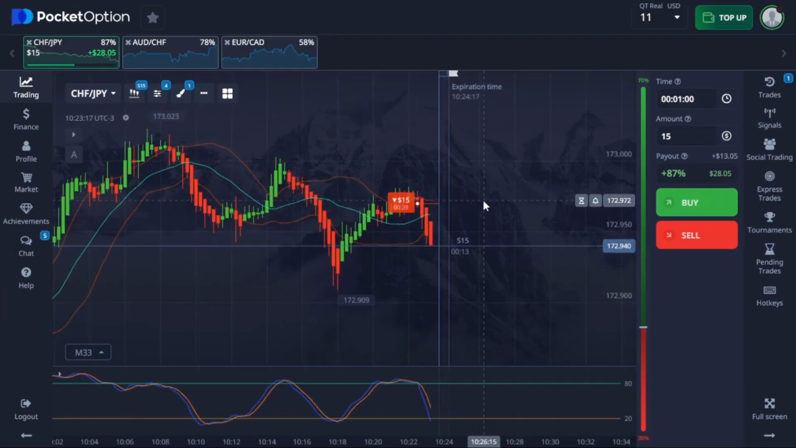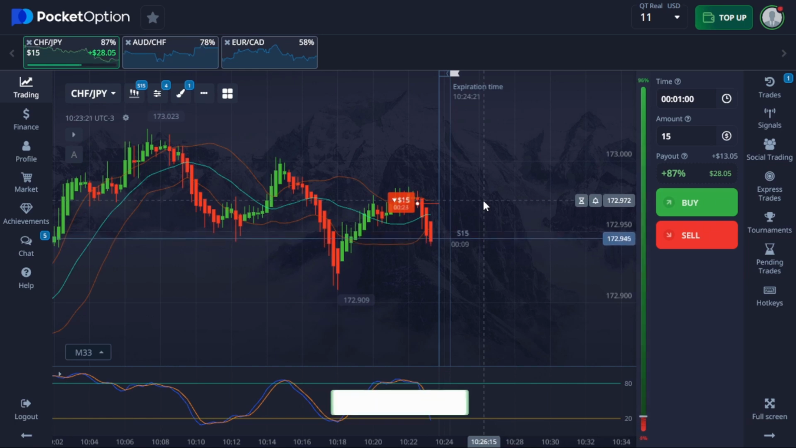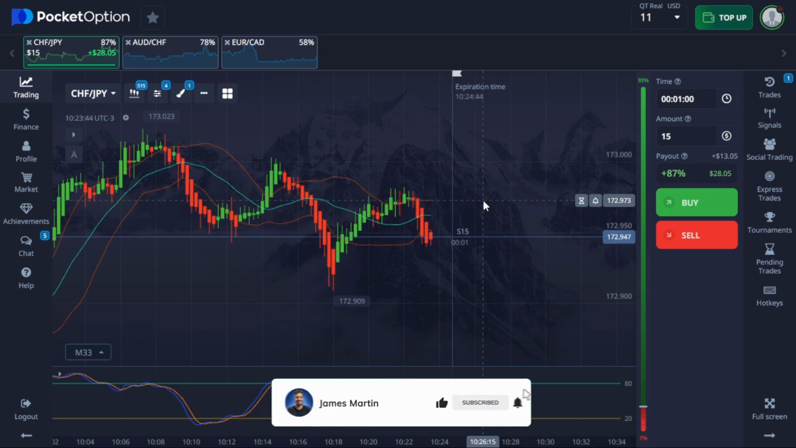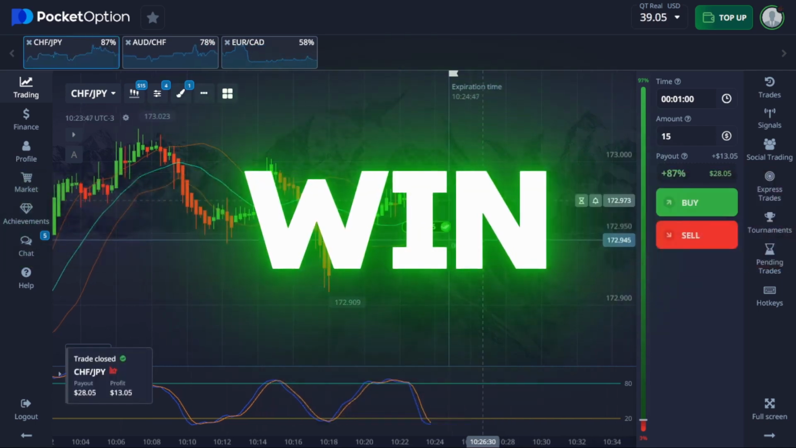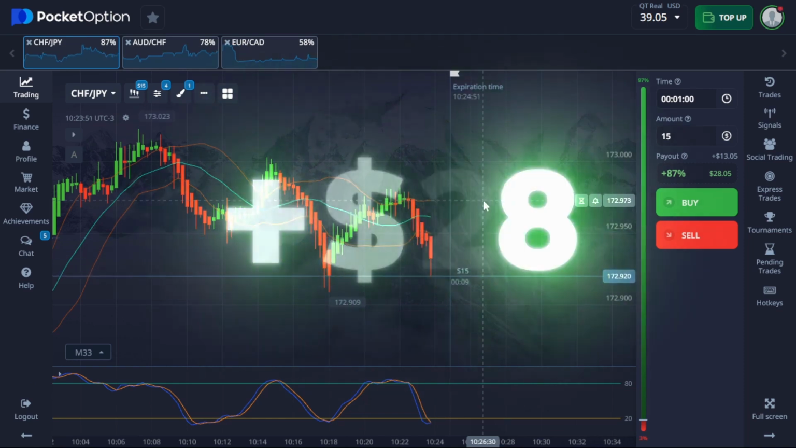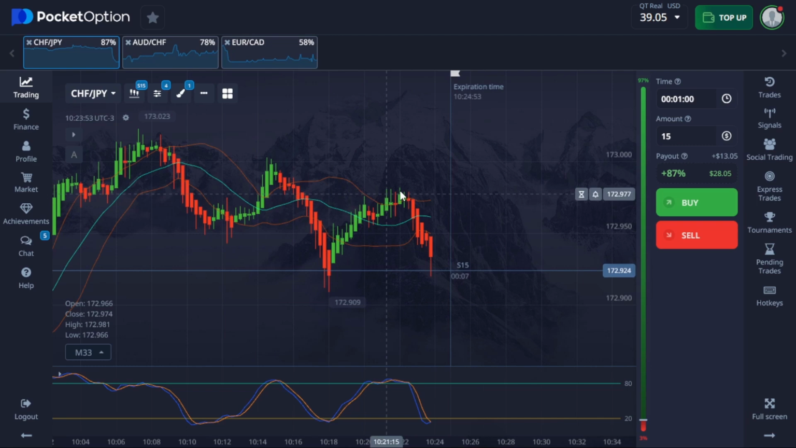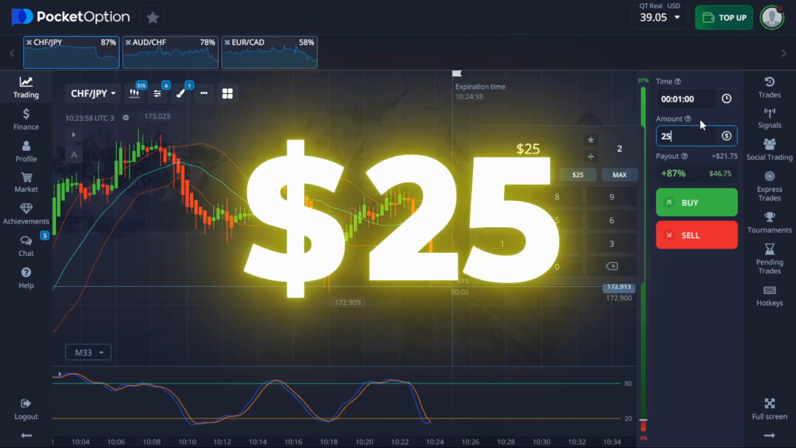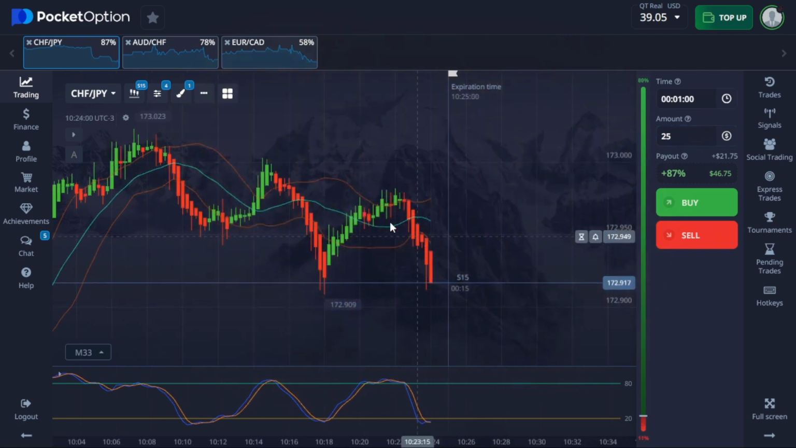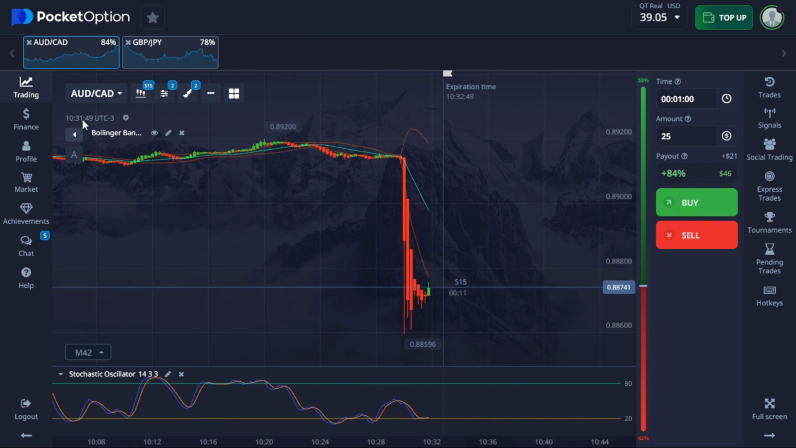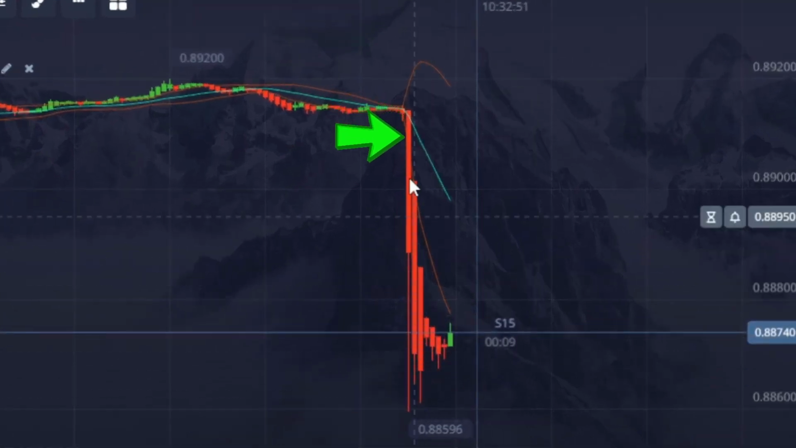Okay, patience is key, especially in the financial markets. Waiting for signs of exhaustion and key zones is essential for successful trading. And that was a win for us, guys. As I said, patience is the key, especially in financial markets. Okay, now I will increase my amount to $25 for the next entry. Just observe the market's conditions and avoid rushing into trades without valid entry criteria.